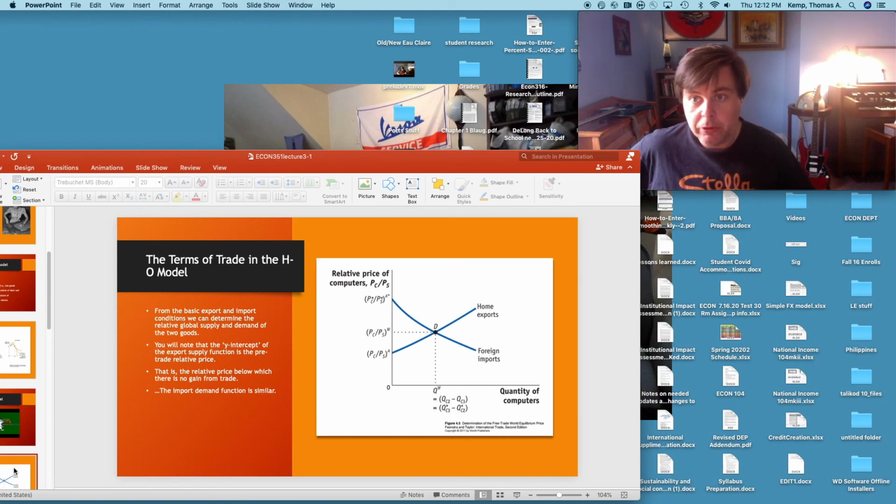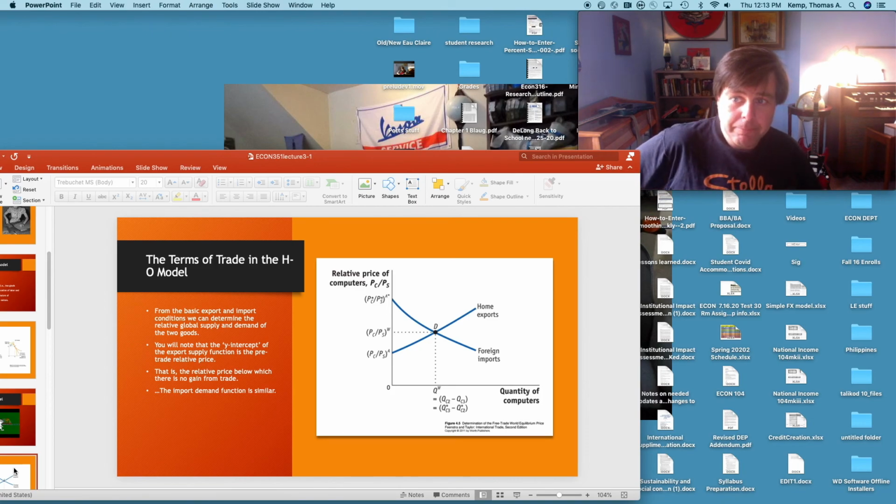Okay, so let's say a computer sells for $500 pre-trade. Well, that country is going to be willing to sell computers so long as the global price is at least $500. So $600, $700, they'll supply it for sure. So the autarky price, or the y-intercept of the home export function, is what? It's the pre-trade domestic price. Okay. And then why does it slope up from there?